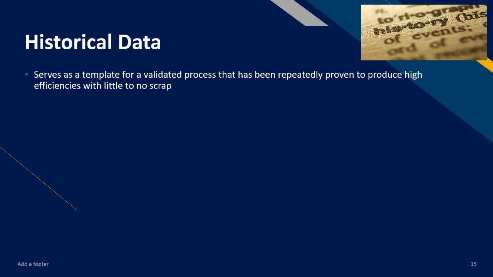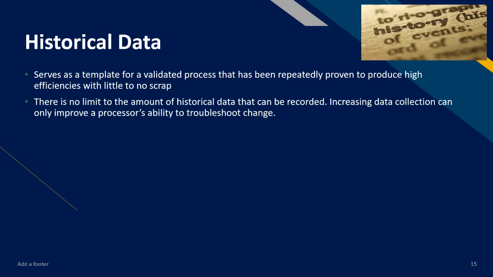So when we're talking about a validated process, what we're talking about is a process that's run with very little scrap or no scrap. It's producing high efficiencies, and it's run for a minimum of 8 hours. There's really no limit to the amount of historical data that can be recorded. Increasing data collection can only improve a processor's ability to troubleshoot change. It's kind of like comparing a color photo to a black and white photo. They both give you some pertinent information, but the color photo definitely gives you a lot more information about the scene of the picture.